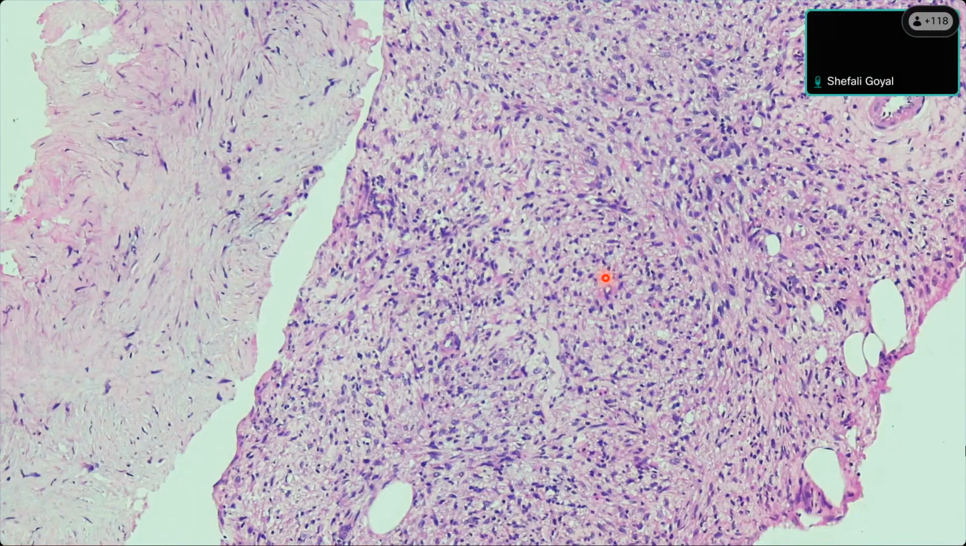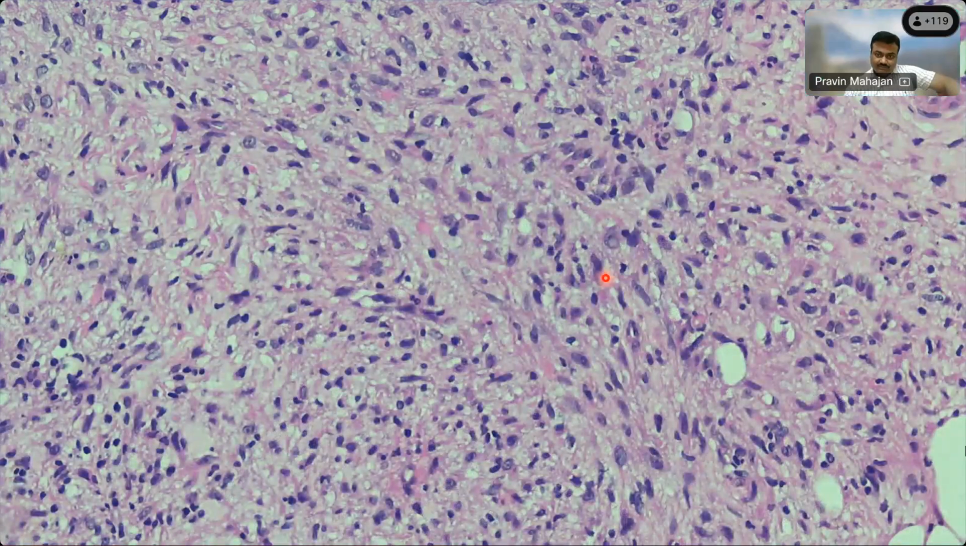So the cells, the nuclei look a little hyperchromatic. Yes. So there is nuclear variation, right? At least, yes, mild to moderate pleomorphism is there. Okay. And at this power, I don't think we are able to see any mitosis, correct? Yes, sir. So let us see here.